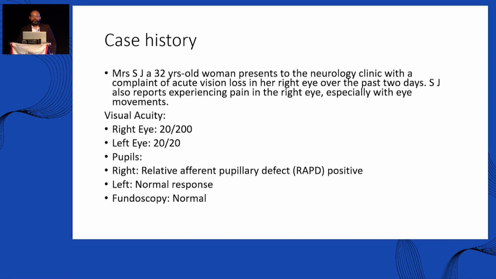Okay, so I said it's going to be interactive. So this is a case history. Anyone can answer, right? So it's Mrs. S.J., a 32-year-old woman who presents to the neurology clinic, I'm a neurologist, so neurology clinic, with a complaint of acute vision loss in her right eye over the past 2 days. She also reports experiencing pain in the right eye, especially with eye movements. Visual acuity in the right eye is 20/200, left eye 20/20. Pupils, there's a RAPD on the right, and the left is normal. Fundoscopy is normal. So which part of the anatomy is involved?